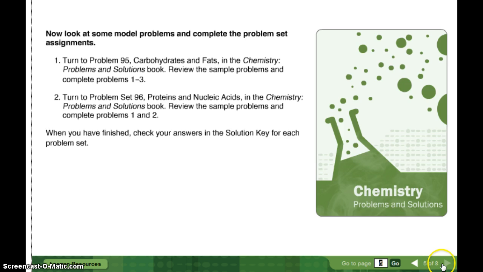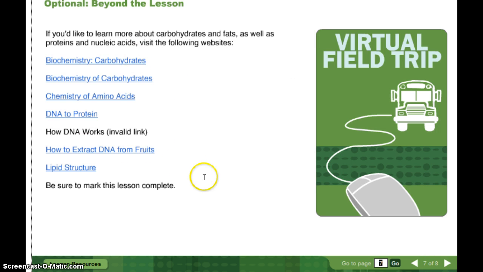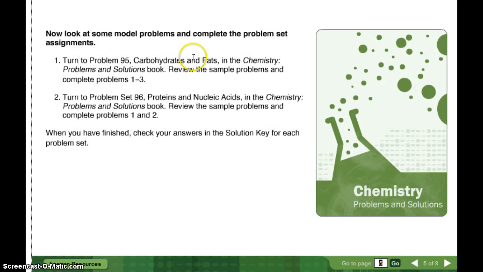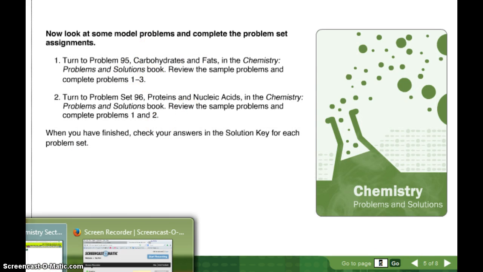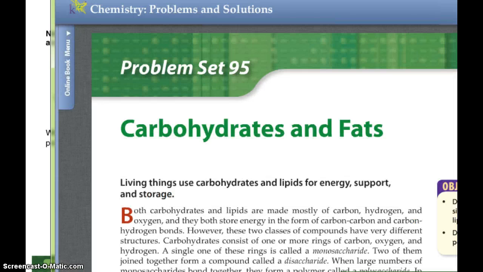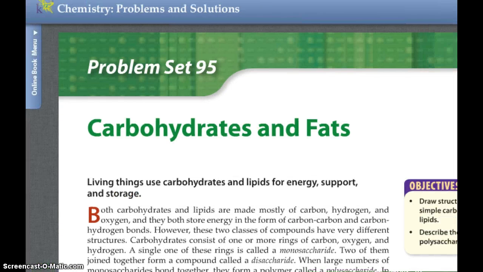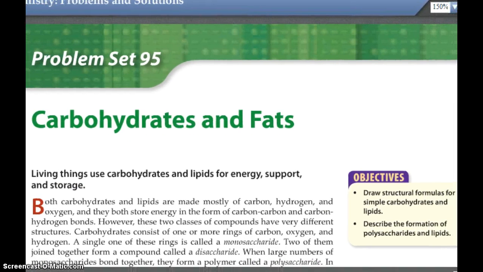And then we have some things to go over. And as always, there are some more websites. If you would like to go in and look at them, you can. All right, so we are going to go to our problem set, 95, and talk about carbohydrates and fats.